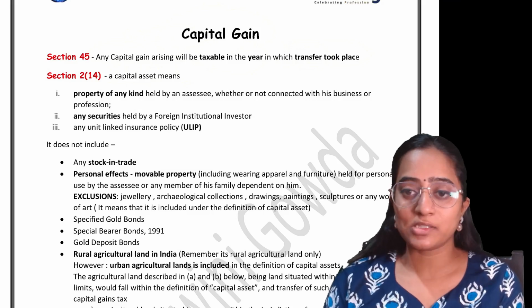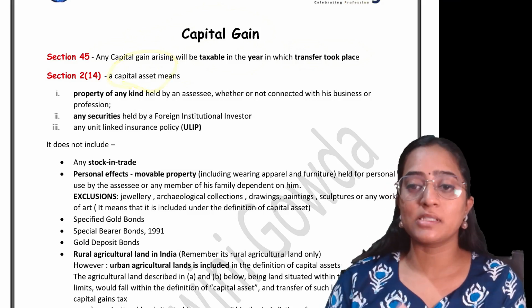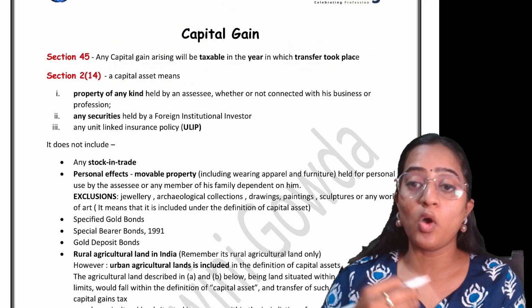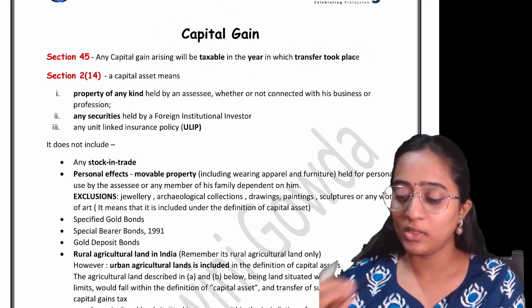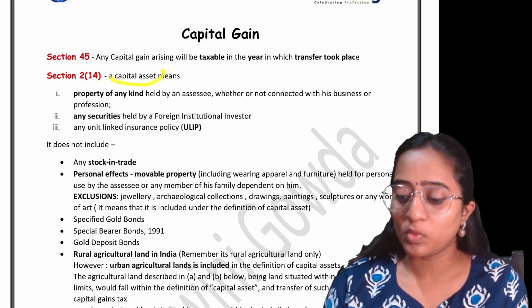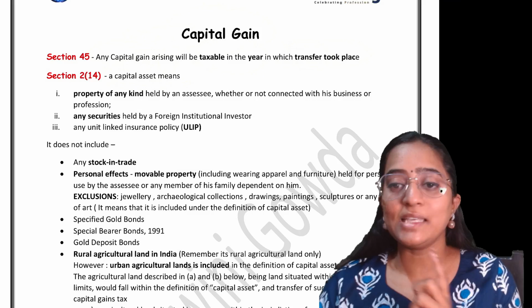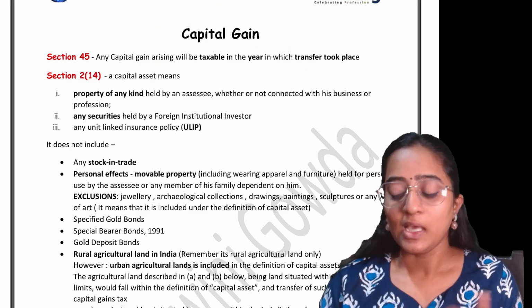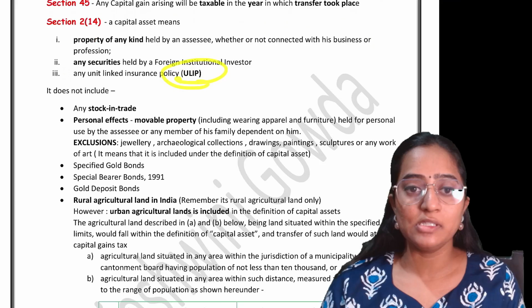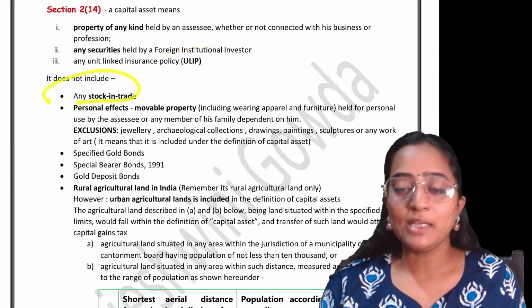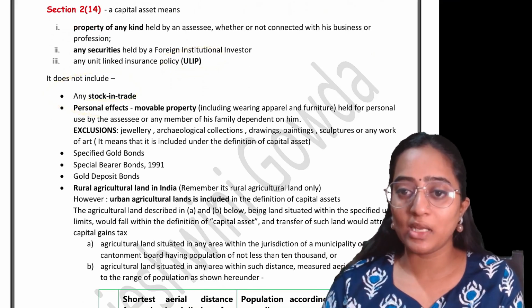Remember, capital gain arises with the transfer of a capital asset. Great. So now let's try to understand what is meant by capital asset. Capital asset means property of any kind, any securities, any shares of securities, or any unit linked insurance plan. But remember, it does not include any stock in trade. Why does it not include stock in trade?